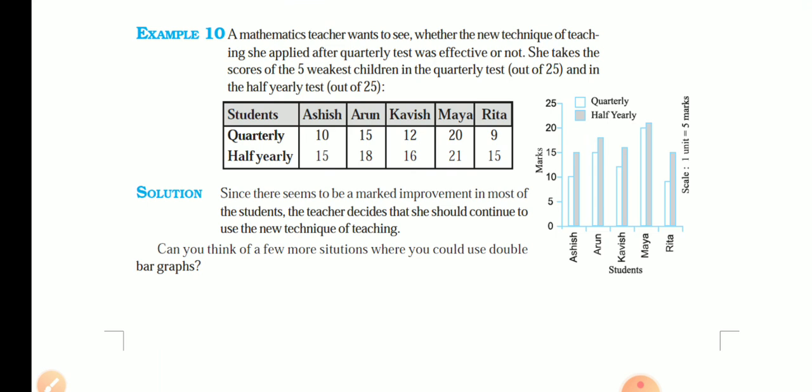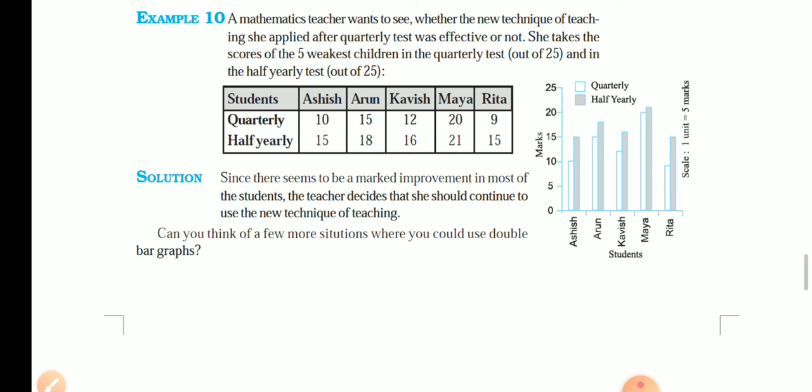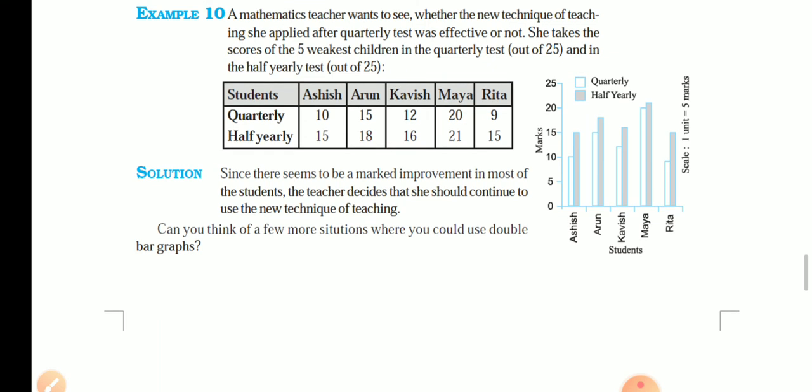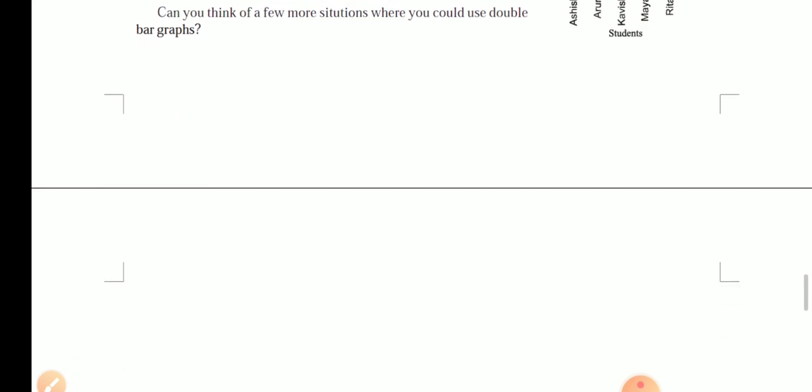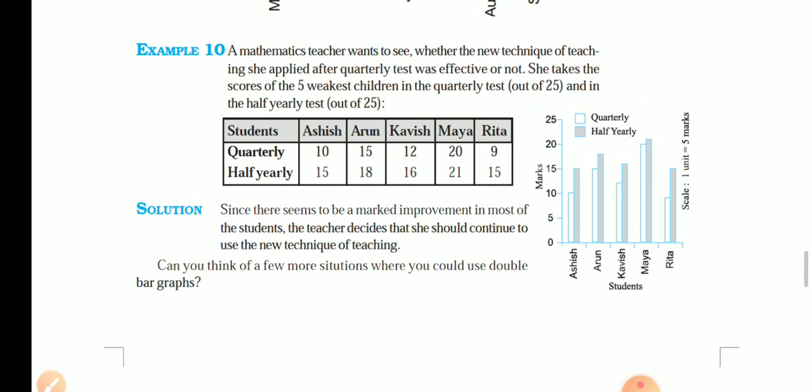Solution: you can also draw these two sets of marks, quarterly and half yearly, by the double bar graph as shown in the figure, and you can choose the scale on your own. 1 unit is equal to 5 marks. This is the bar graph and double bar graph.